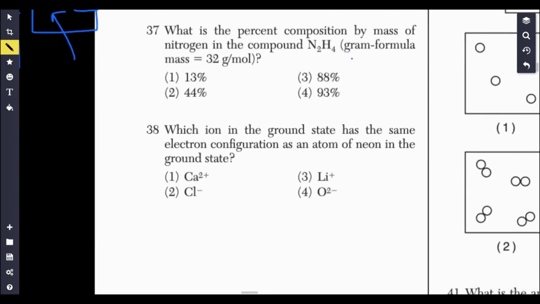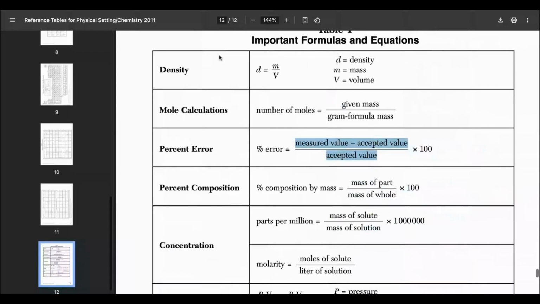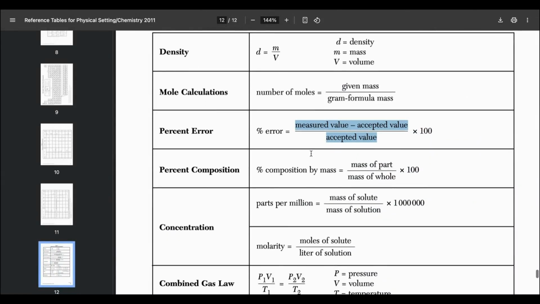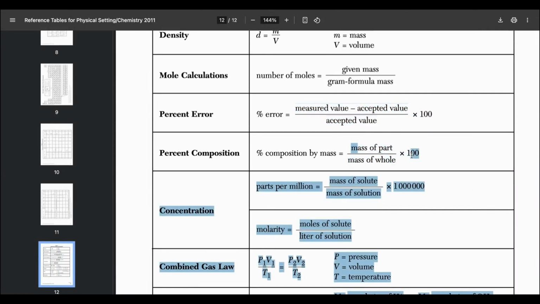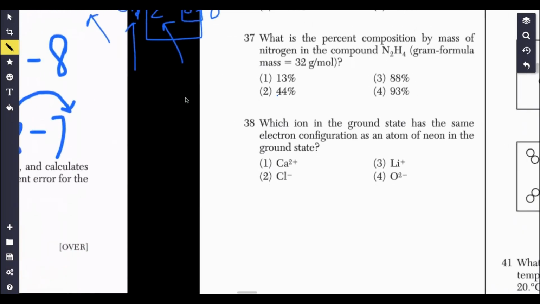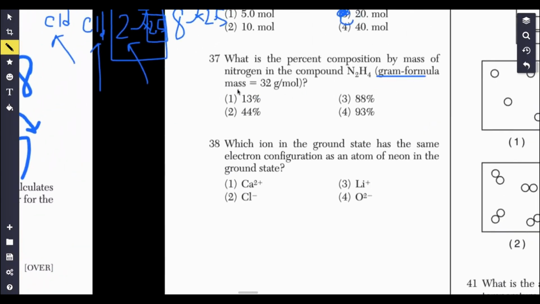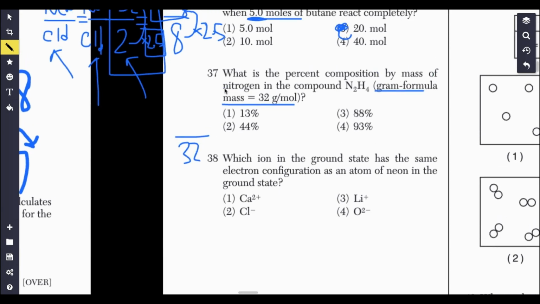Percent composition. Remember that percent composition is just going to be part over whole, right? It's going to be mass of part over mass of whole times 100. So in this case, we're given that the gram formula mass for N2H4 is going to be 32 grams per mole. Now, what is the percent composition of mass of nitrogen?